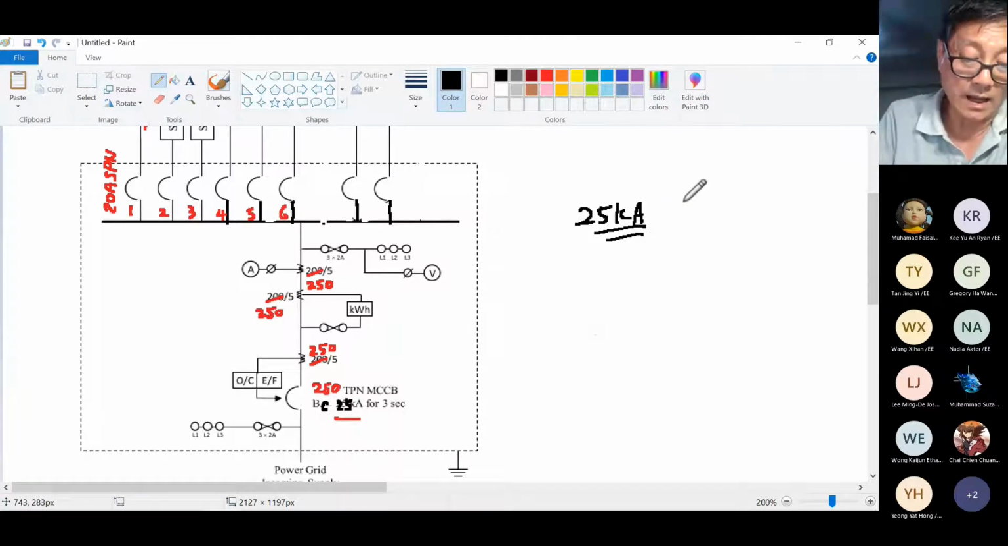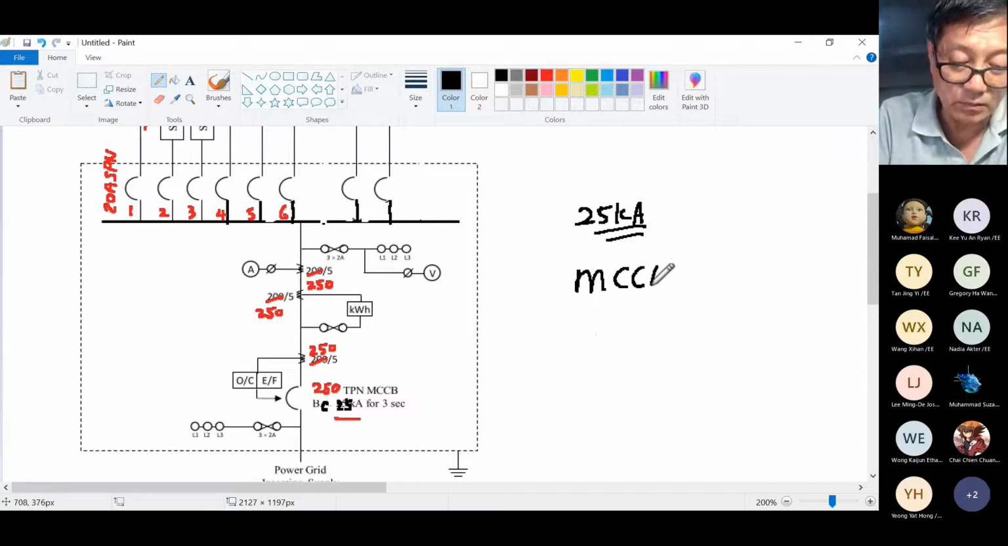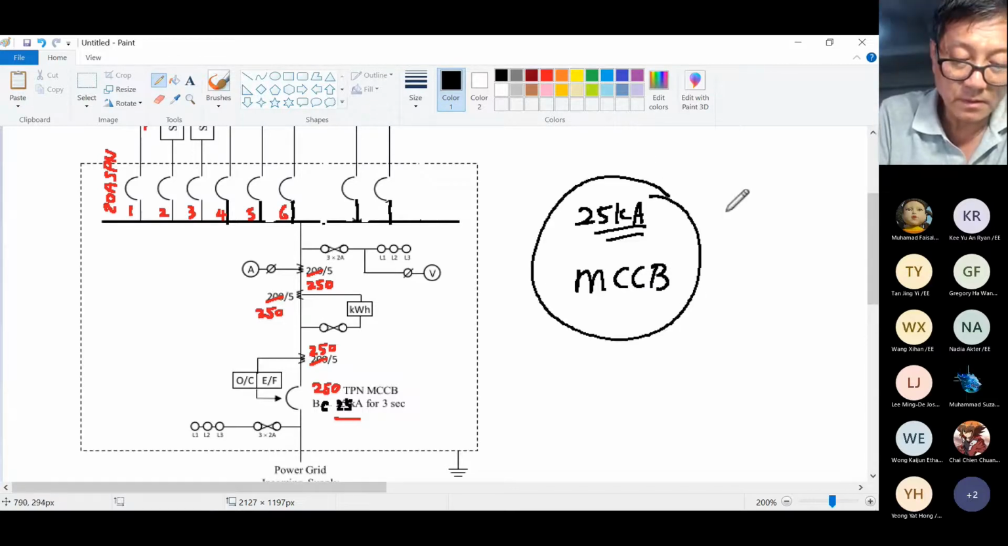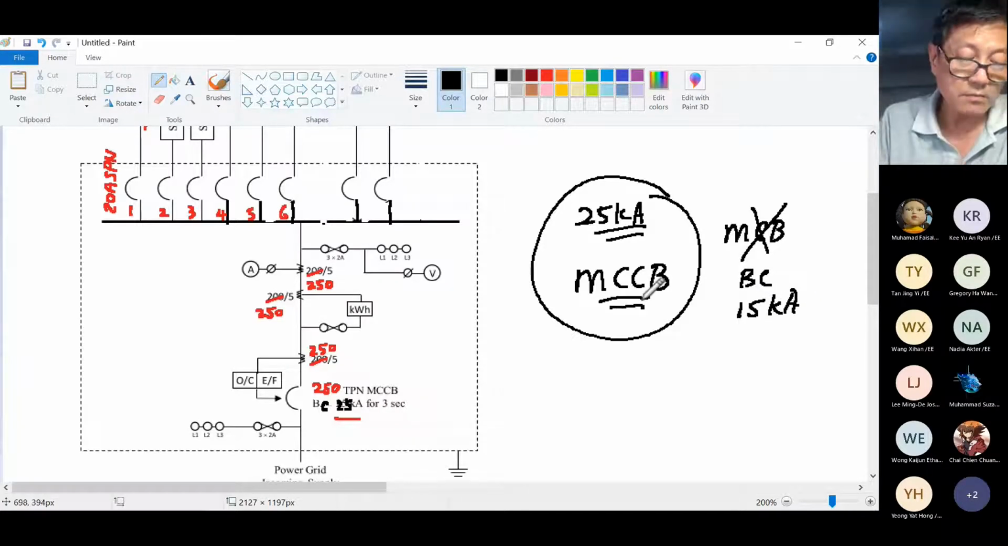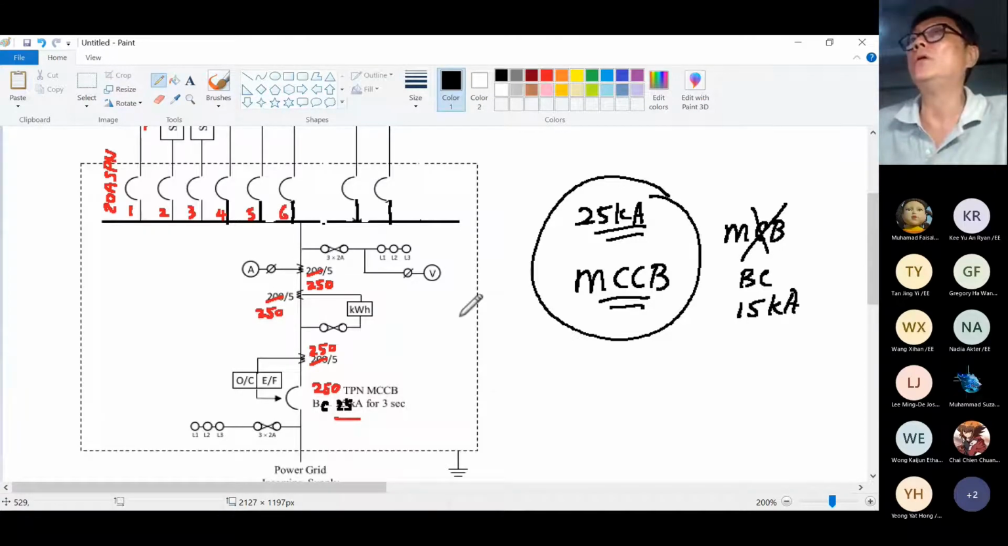it means that I can only use MCCB, because MCB don't have breaking capacity so high. Maximum for MCB breaking capacity is only around 15 kA. In other words, in my single line diagram, all my circuit breakers must be MCCB.